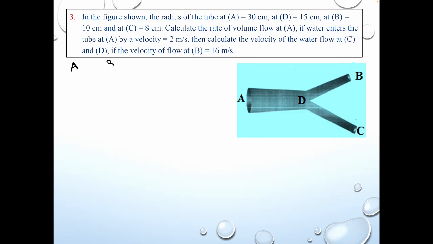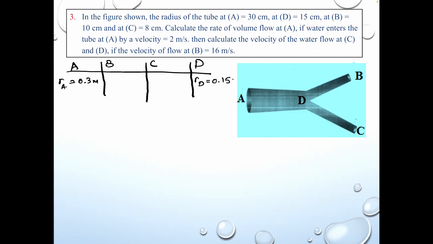First thing, A, B, C, D. By this way, the radius at A equals 30 centimeter, 0.3 meter. At D, RD, 15 centimeter, 0.15 meter. At B, 10, 0.1 meter. At C, 8, 0.08 meter. Calculate the rate of volume flow at A, QV.